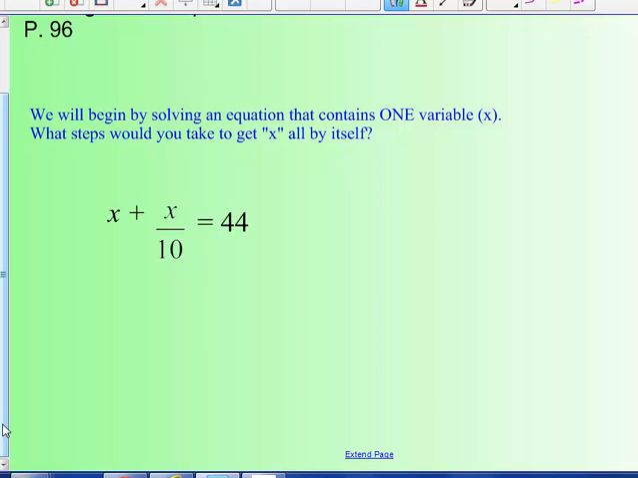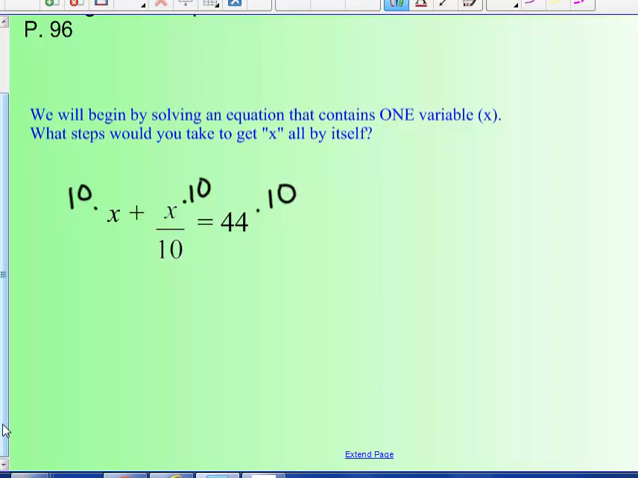First example. We will begin by solving an equation that contains one variable, x. What steps would you take to get that x all by itself? Well, you would probably say to yourself, Mrs. Agulia today was showing us how to clear the rational. So I could multiply each of my three terms by 10. There are two terms on the left side of the equal sign, the x and the x divided by 10, and there is one term, 44, on the right member of the equation.